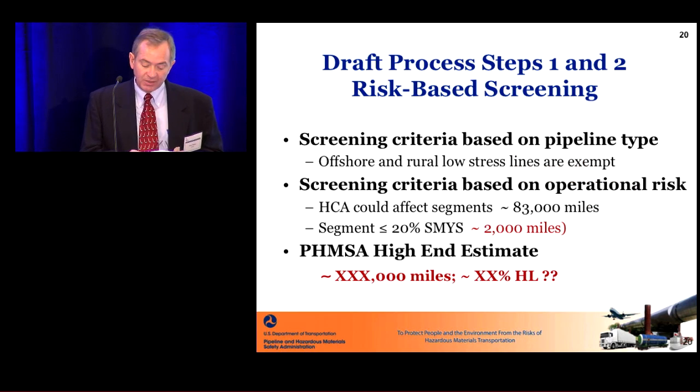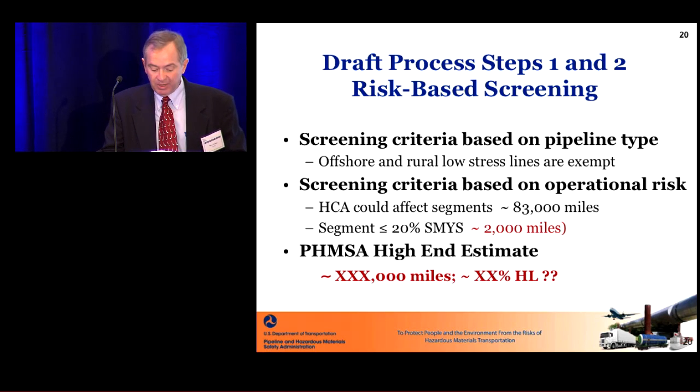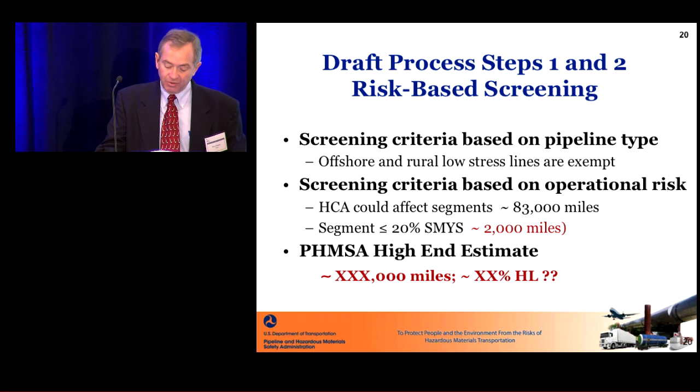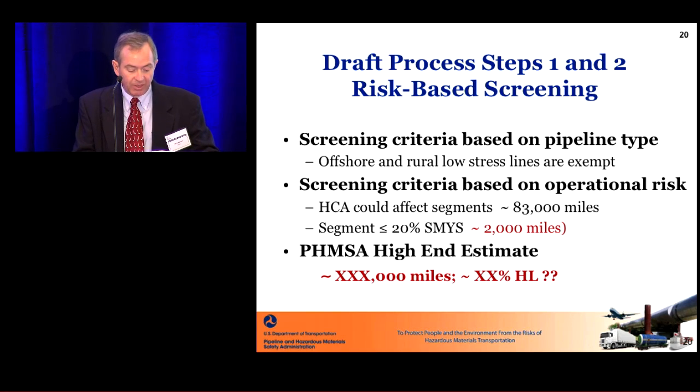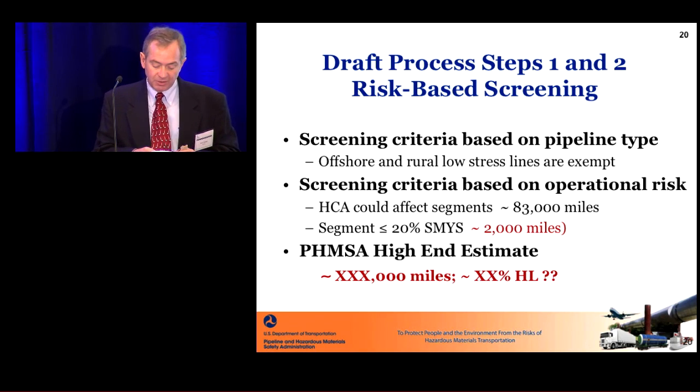The draft process on steps 1 and 2, the risk-based screening. Again, the screening criteria is based upon pipeline type. Offshore and rural low-stress lines would be exempt. The screening criteria, the HCA could-affect segments. We know there's approximately 83,000 miles that are HCA could-affect segments. We also know there's about 2,000 miles that are less than 20% SMYS.